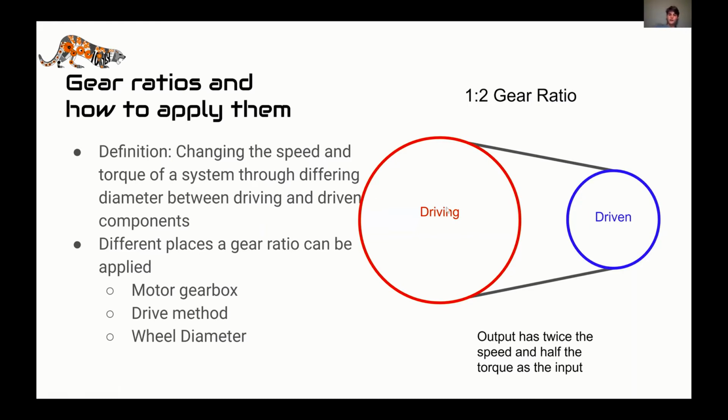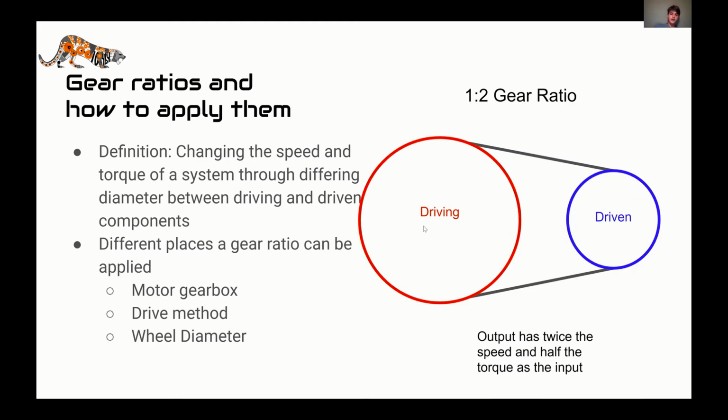Over here on the right, we have a simple diagram that shows your driving component, which is twice as big as your driven component, which means that you have a 1-to-2 gear ratio. This driving component is going to turn once for every 2 times this driven component can turn. So this driven component will be twice as fast, will have half the torque, and conversely, this driving component will be half as fast, but it will have twice the torque.